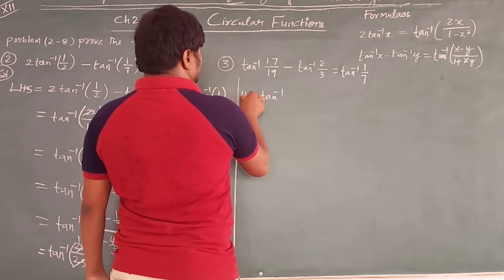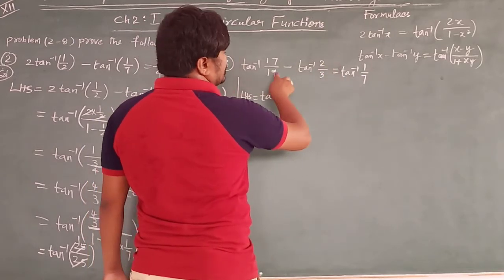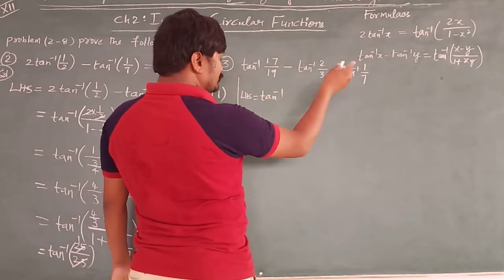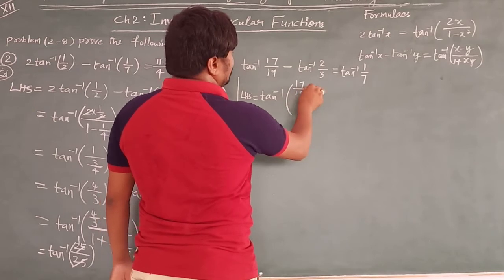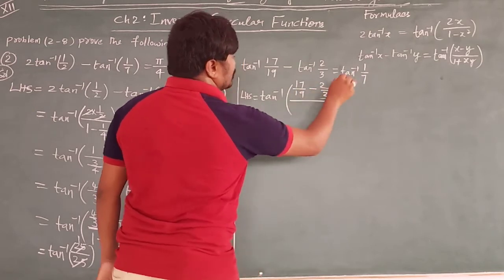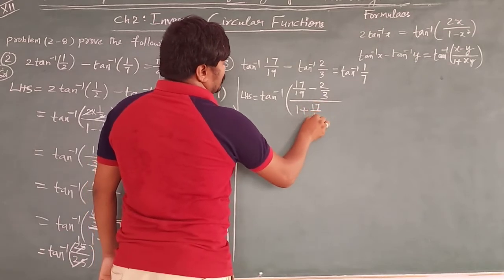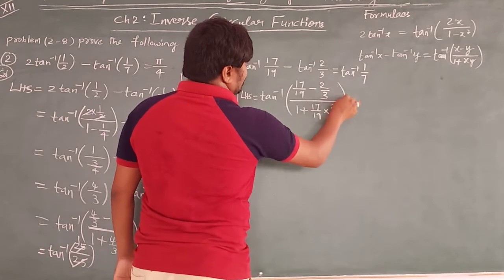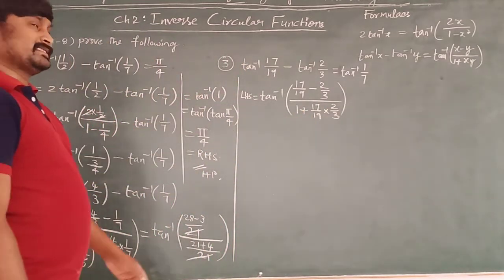So I am writing here, this LHS side: tan inverse x minus tan inverse y is tan inverse x minus y upon 1 plus xy. So x is 17 upon 19 minus 2 upon 3, upon 1 plus x, 17 upon 19, into y, 2 upon 3. Now is any cancellation possible? I don't think it is possible, so we don't need to cancel anything.